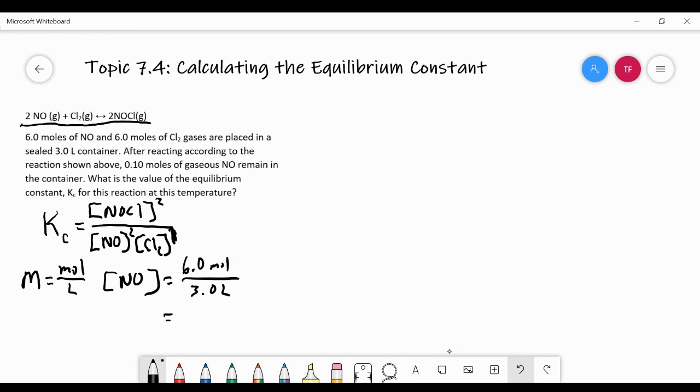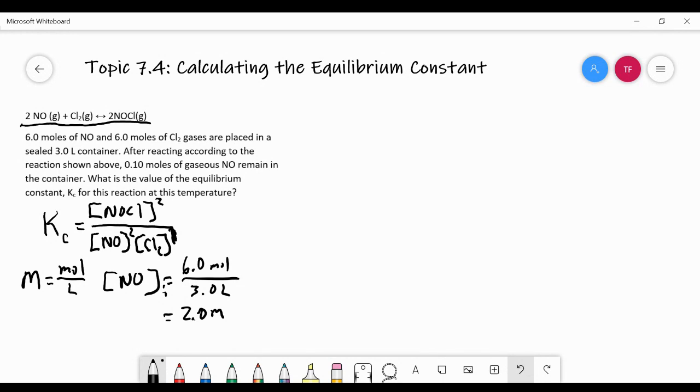And 6 divided by 3, of course, is 2.0 molar. So the concentration of NO is 2.0 molar. And this is our initial concentration before the reaction even takes place. So I'm going to put an I there. The concentration of Cl2 is going to be exactly the same because we have 6 moles of Cl2 and we also have the same container, a 3-liter container.